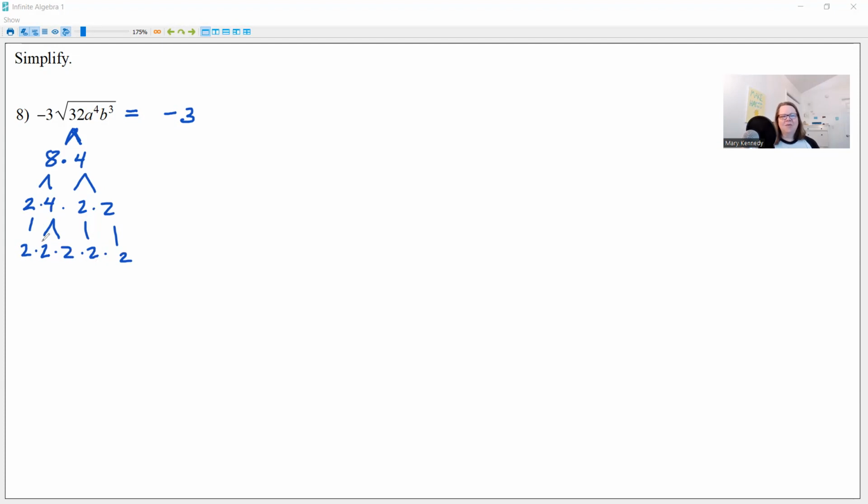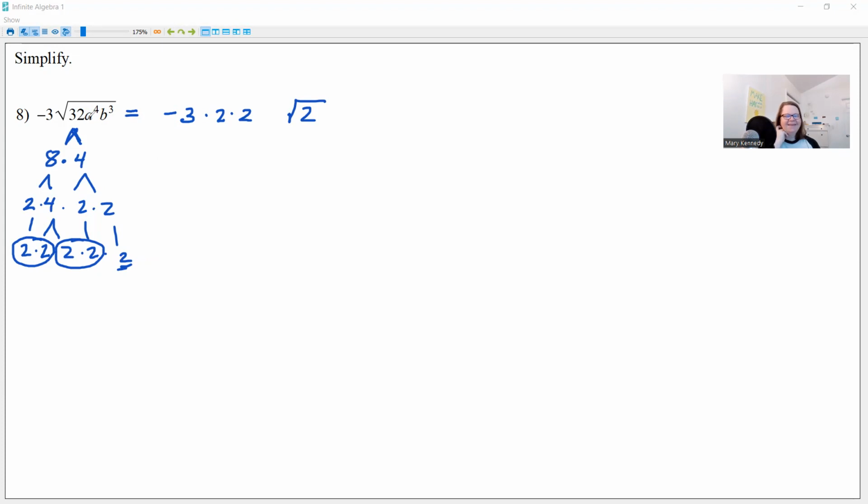So let's think about, we're looking for perfect squares. So a pair is a perfect square. There's one, and there's another one. So we had one perfect square and another perfect square. And then we had the sad little one that was left over. So that one has to stay under the square root. No pair for that one.